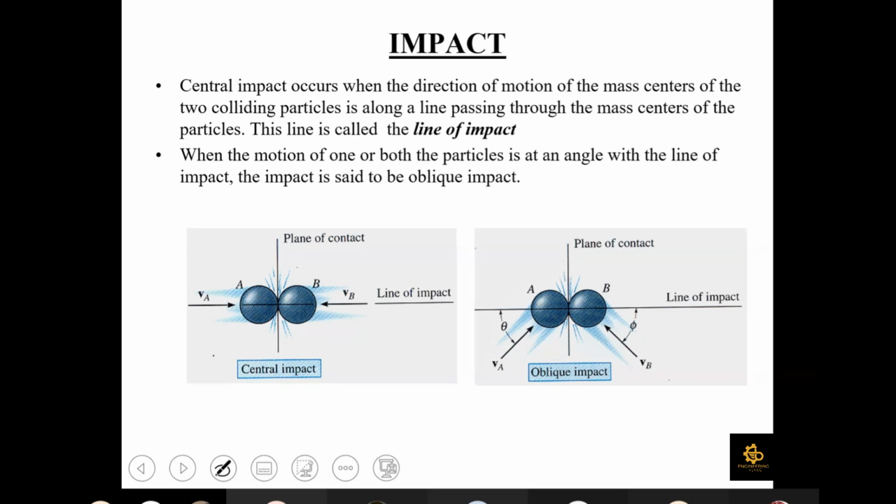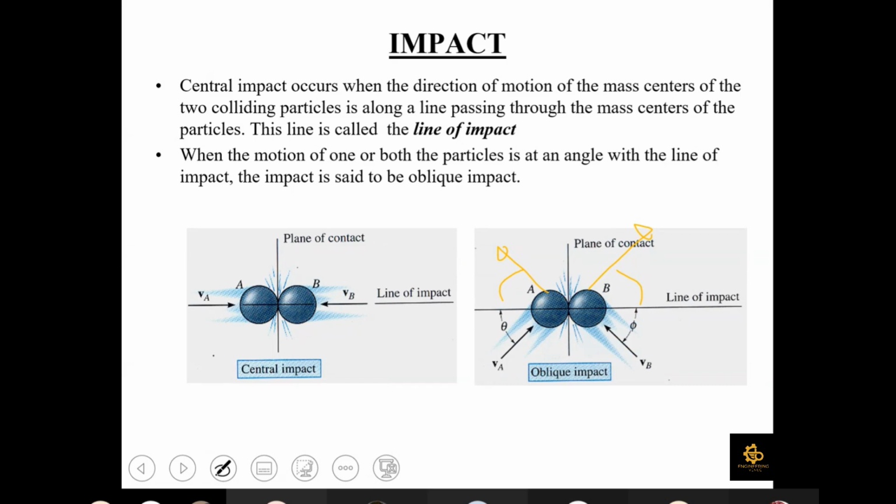So in case of central impact, since the particles were traveling along the line of impact before collision, after collision also they travel along the line of impact. So they will rebound or travel along the line of impact after colliding. It means that the number of unknowns involved in central impact are the magnitudes of final velocities. The velocities before collision are known to you. So there are just two unknowns, the magnitudes of final velocities after impact. However, in case of oblique impact, not only are the velocities unknown, but the angles after collision are also unknown. So the number of unknowns is 4.